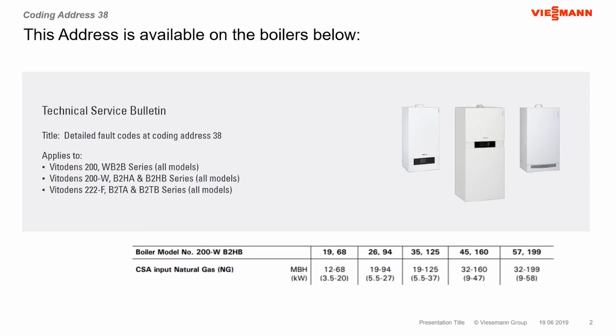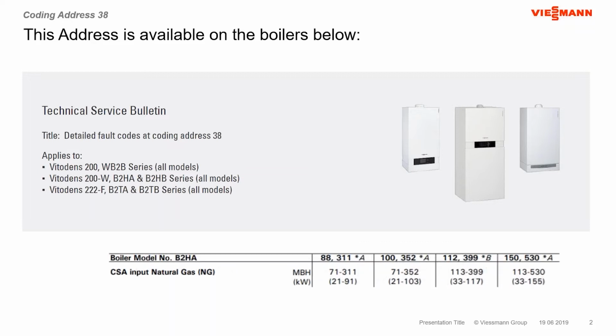Everything now that has a B here is a second generation of those boilers that we just saw that were shaded in red. So from the 19 up to the 199,000 BTU boiler, all will have the ability of looking at and finding this address 38 and using it as a diagnostic tool. And carrying on, so now we're in the top end of the B2HA boilers from the 311 up to the 530. So you get about 10 different boilers that we currently sell in that Viessmann 200 line, B2HA or B2HB.